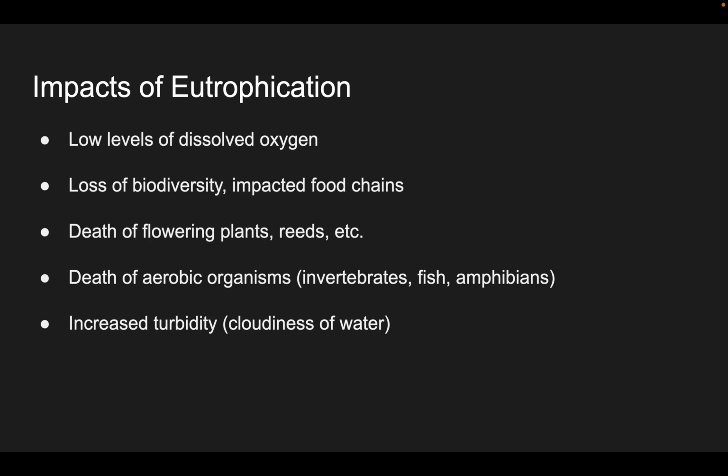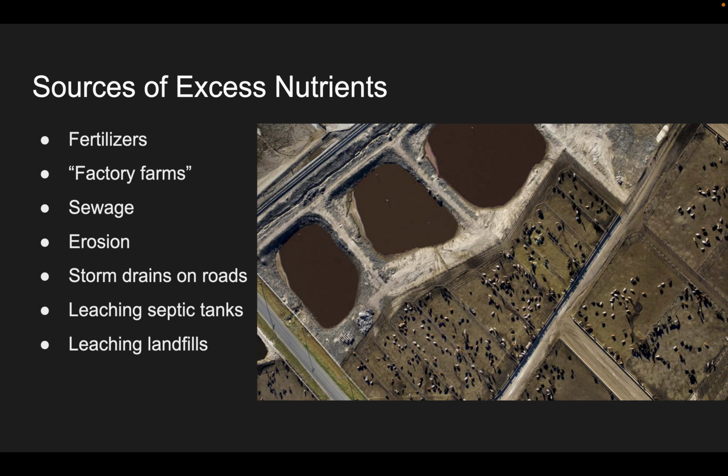So let's go through and look at some impacts. Could lead to low levels of dissolved oxygen, loss of biodiversity, and sometimes like entire food chains impacted. You'll lose flowering plants as the sunlight is blocked out, or reeds. And then there'll be death of aerobic organisms, ones that need oxygen. And then the cloudiness, the turbidity, will increase too.